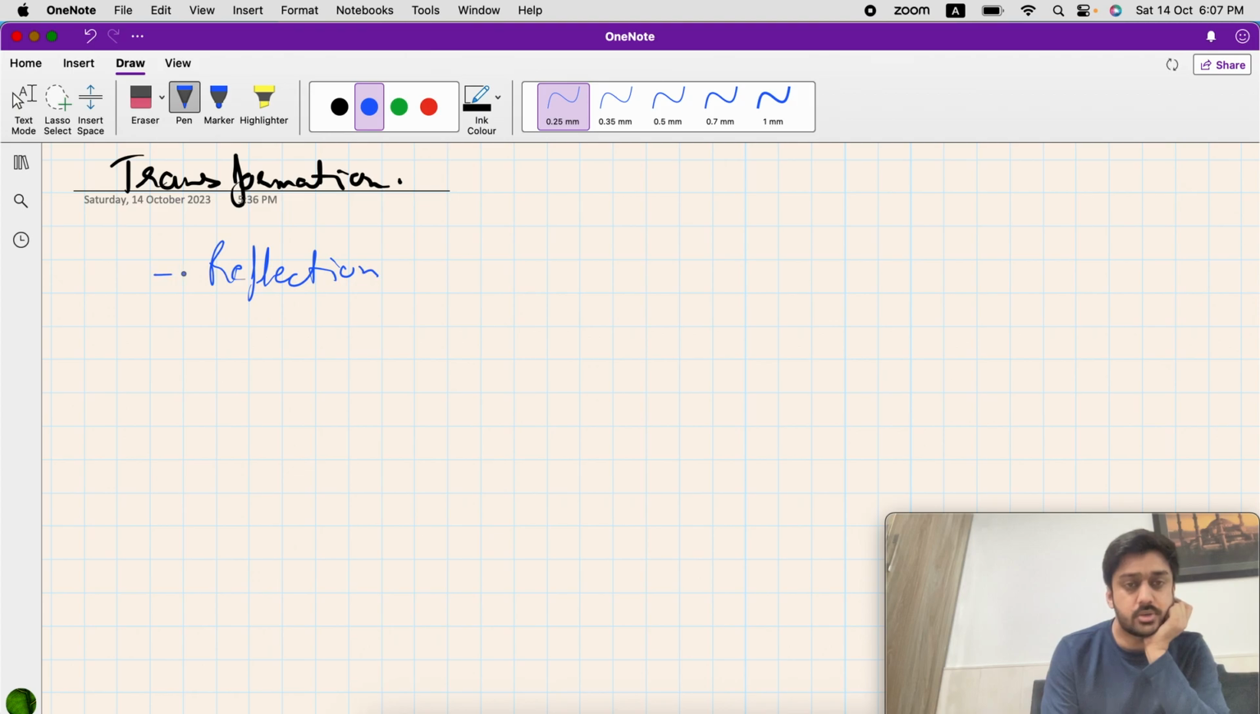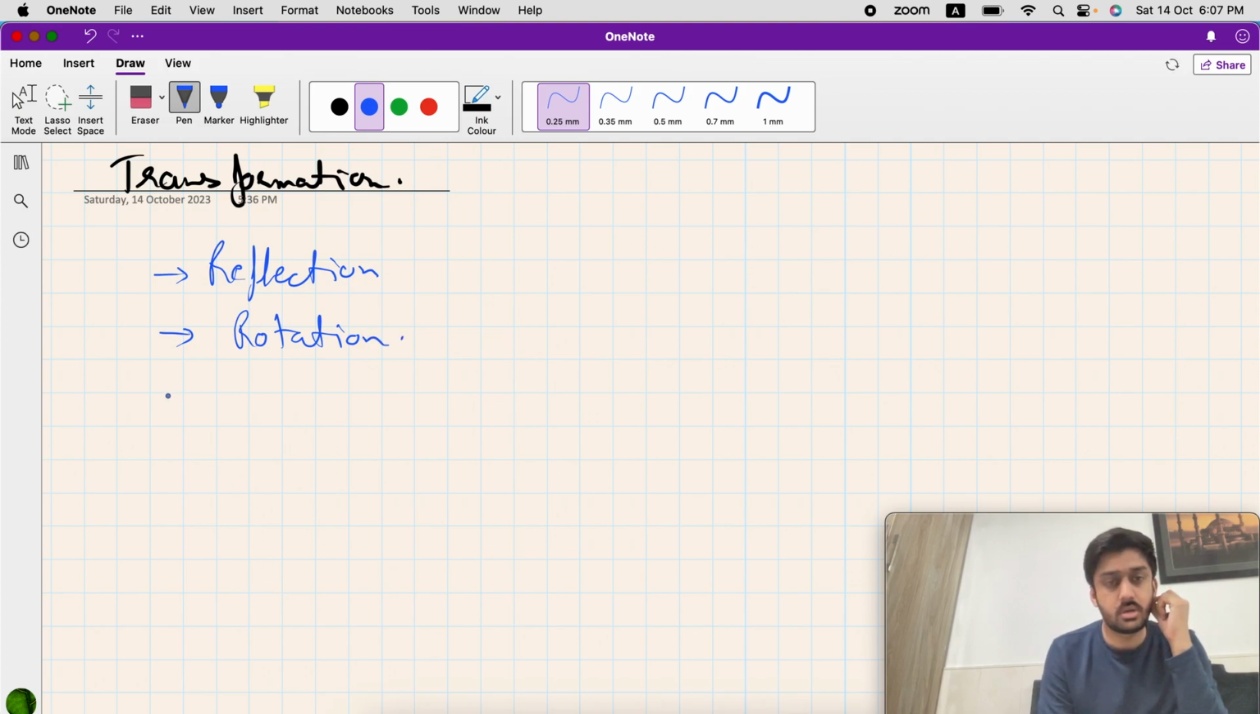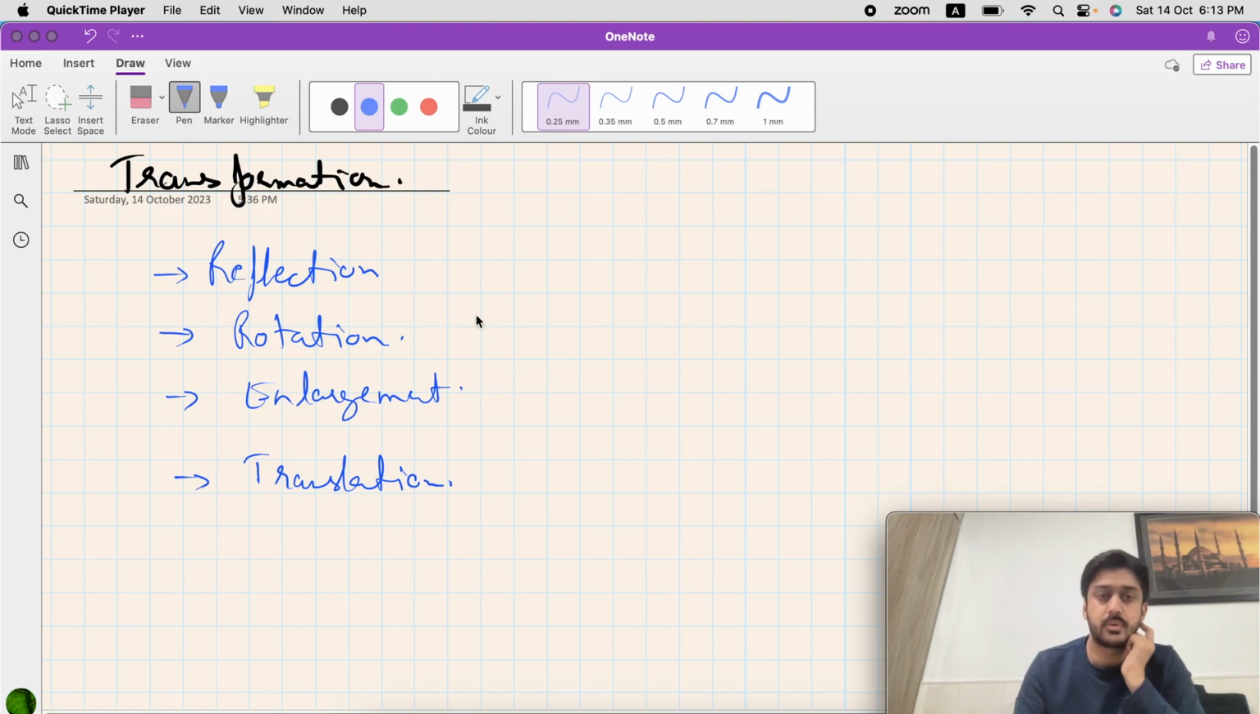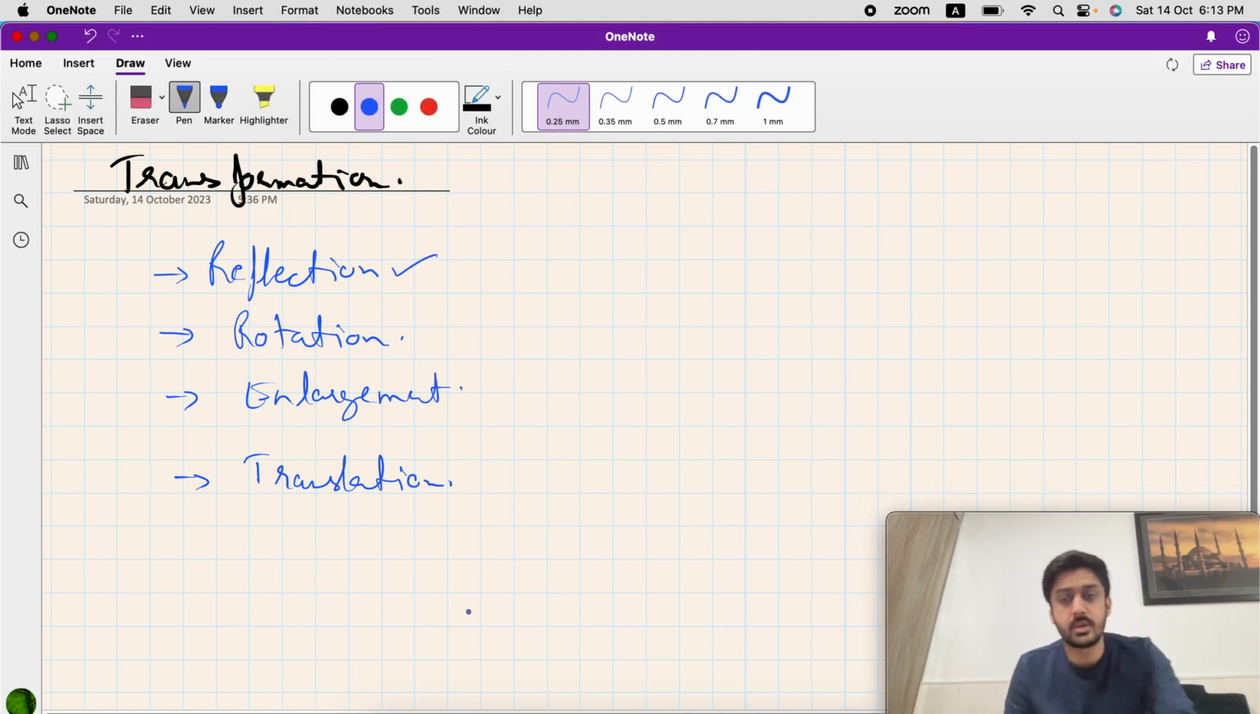One is reflection, second is rotation, third is enlargement, and fourth is translation. Okay, coming on the first topic, let's talk about reflection.